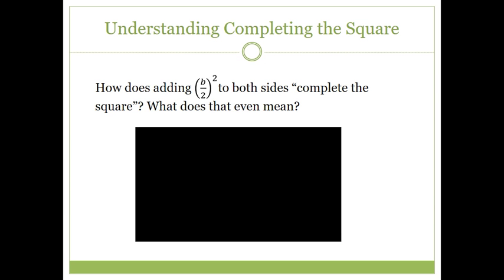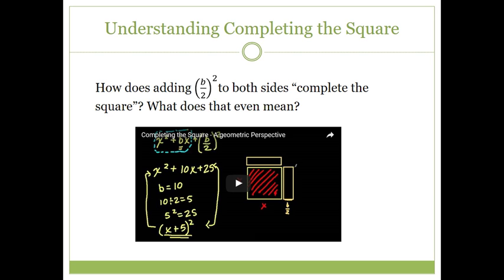Alright, so how does adding that b over 2 squared to both sides complete the square? Why do we even call it completing the square? What square are they talking about? Obviously, when you multiply something by its own self, that's called a square. So when we're writing a binomial to a second power, it's a perfect square because we're multiplying it by its own self. But there's more to it than that. You can think of these quadratics as actually completing a square, hence the name. So I'm going to let you watch the short video on what it actually means.